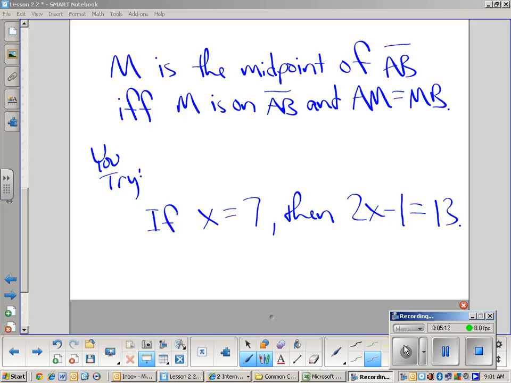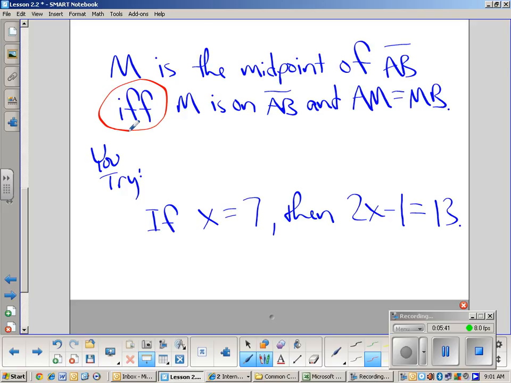They want us to write it as a biconditional, so we need to use this. Okay? What's the hypothesis of this statement? X equals 7. What's the conclusion? 2x minus 1 equals 13. If we wrote the converse, it would say what? If 2x minus 1 equals 13, then x equals 7. Yeah, you're getting good at that.